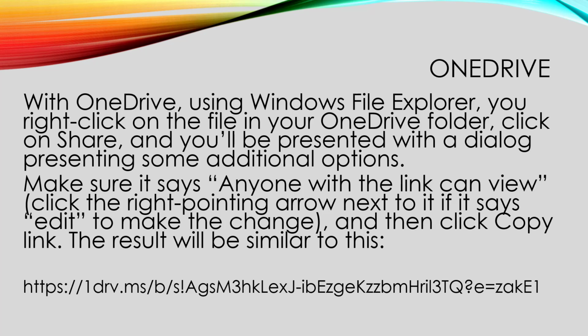With OneDrive, using Windows File Explorer, you right-click on the file in your OneDrive folder, click on Share, and you will be presented with a dialog presenting some additional options. Make sure it says anyone with the link can view. Click the right pointing arrow next to it if it says Edit to make the change. And then click Copy Link. The result will be similar to what you see on the screen.